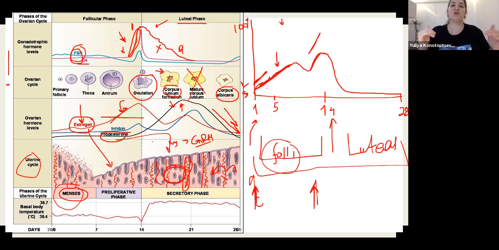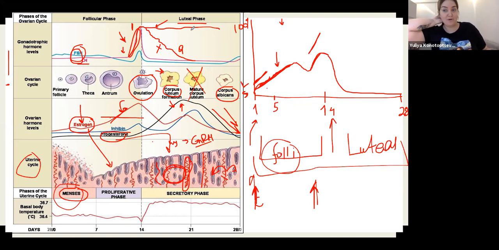What keeps progesterone stable? The corpus luteum. What does the corpus luteum need to be alive? It needs LH. So what keeps progesterone stable is LH. So a question: can the embryo make LH high always? Can the embryo keep LH high? I really love this because always the boys are like, yeah, and the girls are like, no.